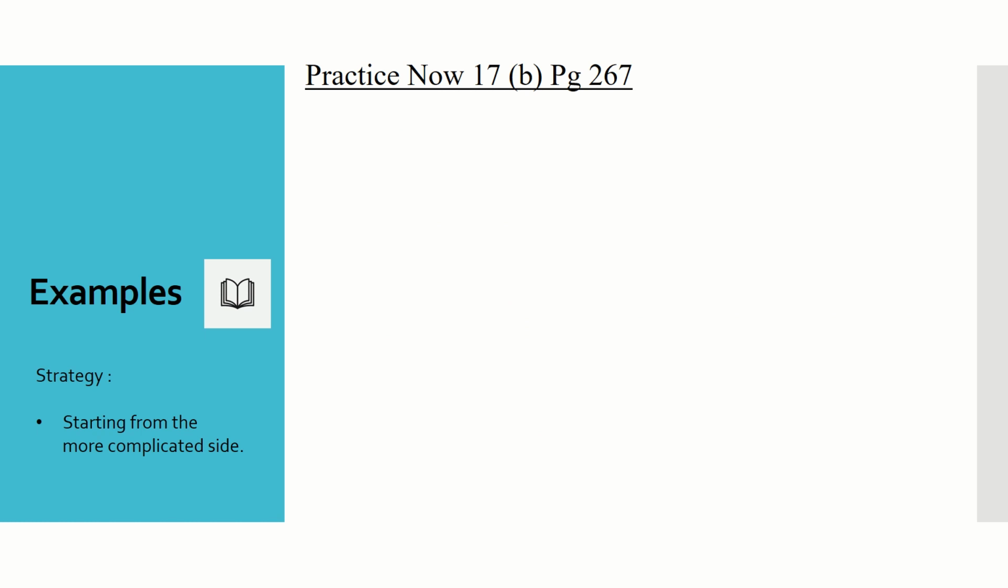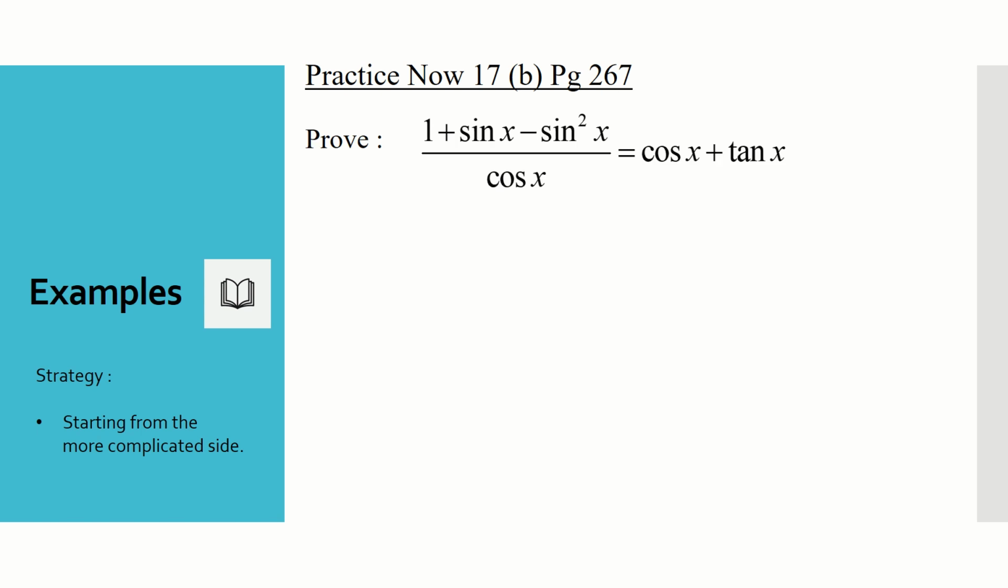We will now go through some examples. The first may be found on page 267, practice now 17b. Prove (1 plus sine x minus sine square x) divided by cosine x to be equal to cosine x plus tangent x.